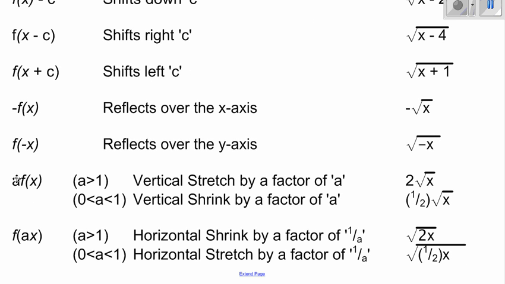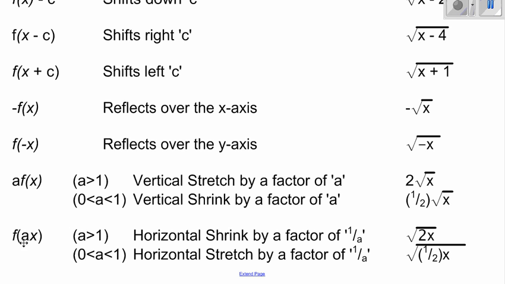You can also multiply by a number. If you multiply by a number all the way out in front, if that number is greater than 1, it will vertically stretch it, make it taller, by a factor of whatever that number was. So 2 out in front of a square root would make that taller by a factor of 2, stretch it vertically by a factor of 2. If that number out in front is between 0 and 1, like a fraction, it will shrink it by the factor of whatever fraction that is. So a 1/2 out in front would shrink it vertically, make it shorter by a factor of 1/2.